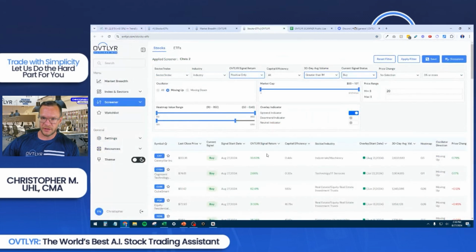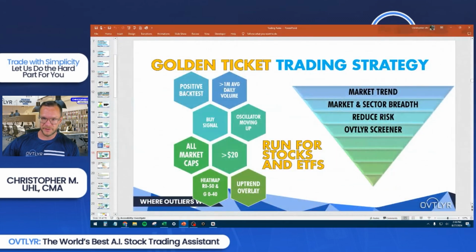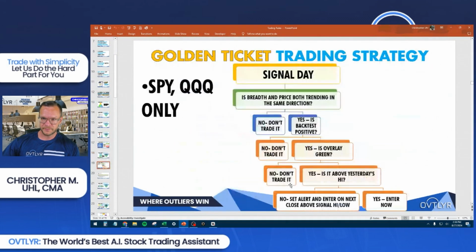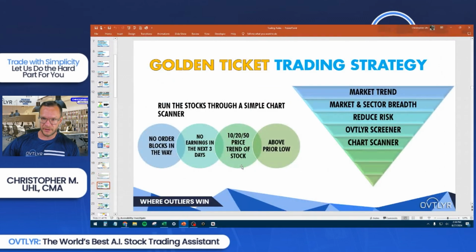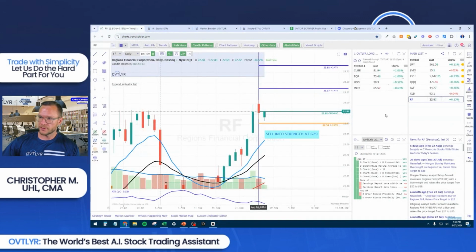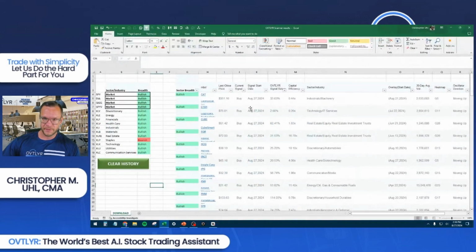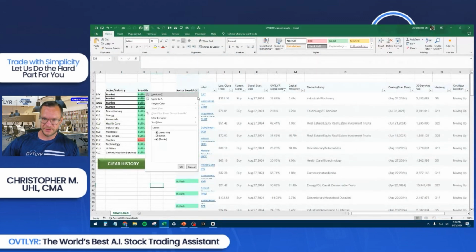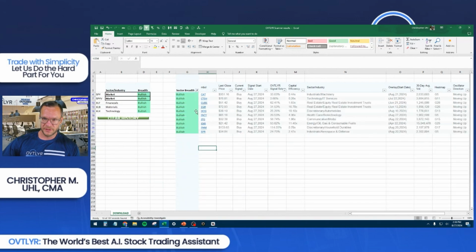So in the screener, this is my criteria that I look for. And now I'm going to take that list and run it through a simple chart scanner. It's going to check for a few things, but I've already done that. Here's the list. I'm only going to select the bullish sectors, and we got these on here. Funny enough, Harley Davidson is on here.